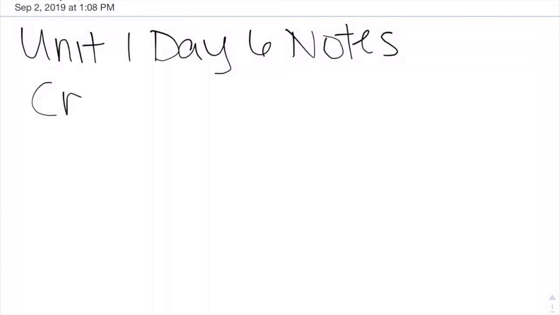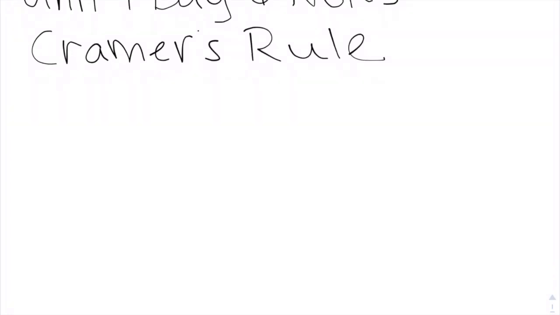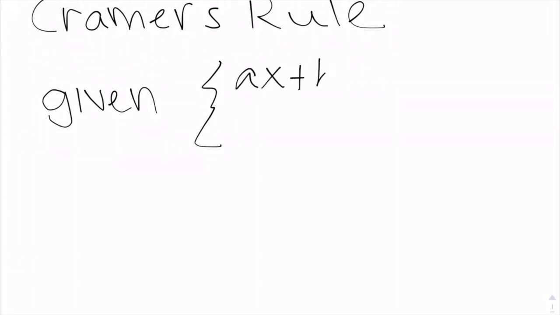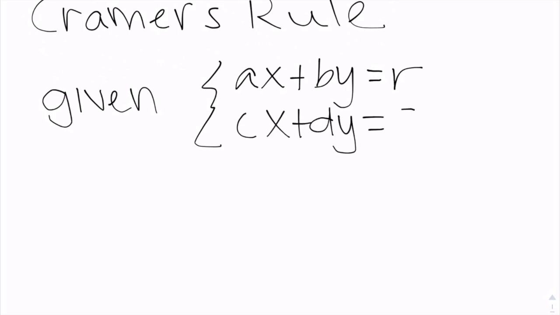Today we're going to talk about Cramer's rule, which is a way to solve a system of equations using matrices. So if we were given the system of equations, we would have three matrices produced from a system of two equations.